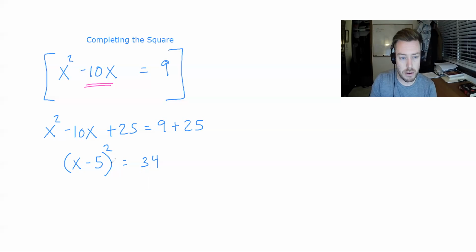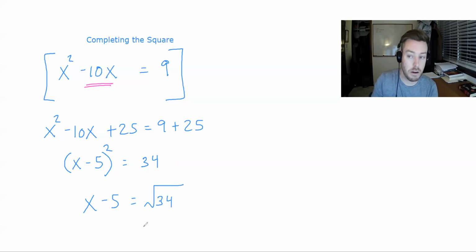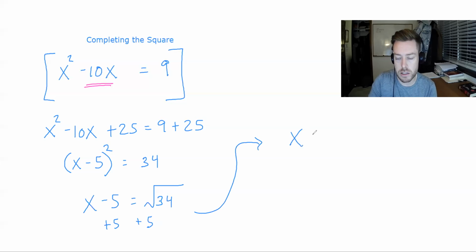We can do that by taking the square root of both sides. If I do that, I'm going to get rid of this 2 here, and this thing is going to turn into a radical. So if I take the square root of both sides, I get x minus 5 is equal to the square root of 34. Now I want to solve for x. I will add 5 to both sides, plus 5, plus 5.